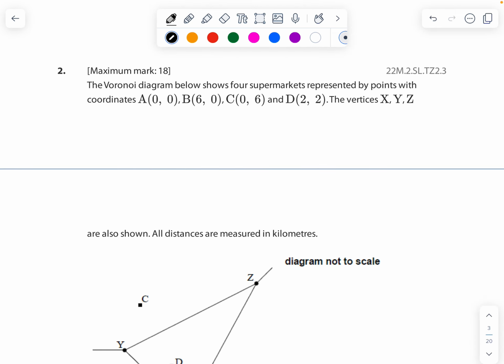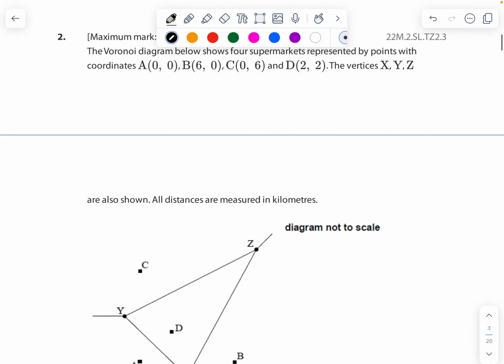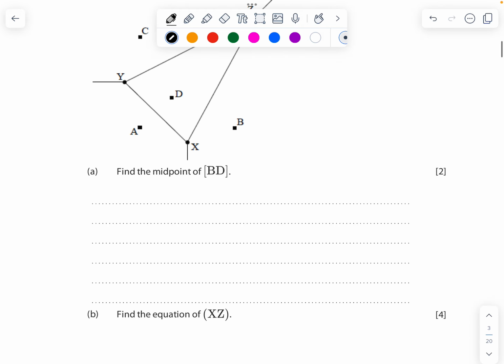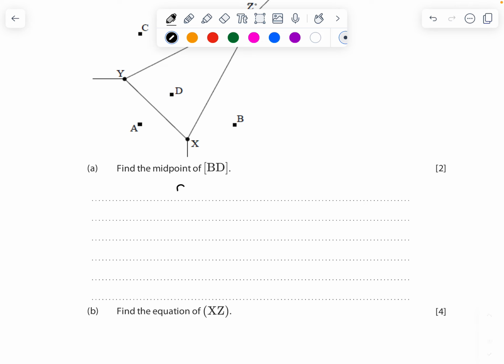Question number 2. The Voronoi diagram shows four supermarkets A, B, C, D with the vertices x, y, z. Find the midpoint of BD. The midpoint of BD is x1 plus x2 by 2, comma, y1 plus y2 by 2, which is going to be 4, comma 1.